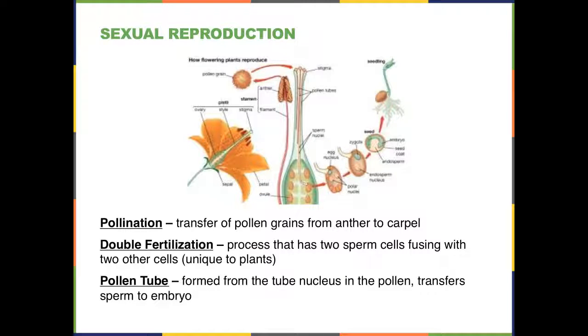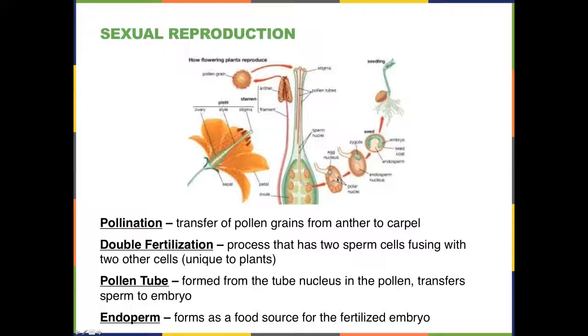As I said, the pollen tube is important for transfer of the sperm to the embryo and to the polar nuclei. And the endosperm is what's formed when the polar nuclei unite with a sperm cell, and it ends up being the food source for the developing embryo.